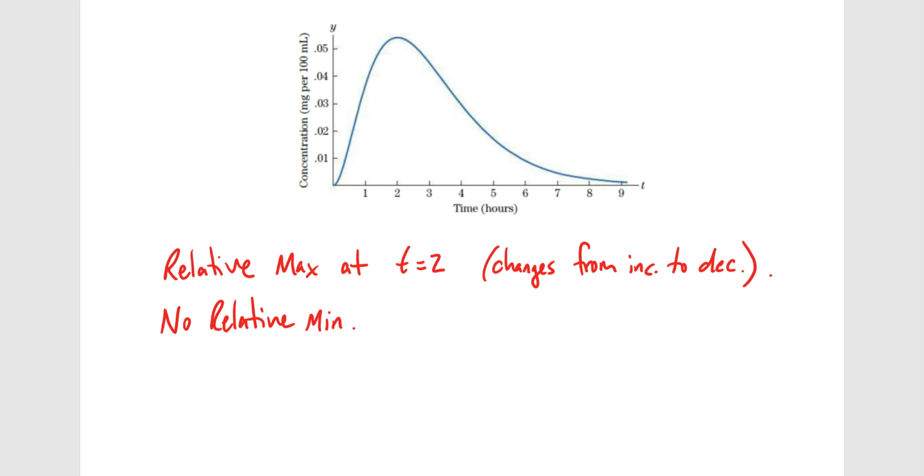First, let's take a look at the extreme points. Notice that we have a relative maximum at about t equals 2, maybe a little bit past t equals 2. So maybe I'll just put approximately t equals 2, and then I'll label it in hours. That is because the graph changes from increasing to decreasing at that point. And notice that we don't have a relative minimum value because it never changes from decreasing to increasing.